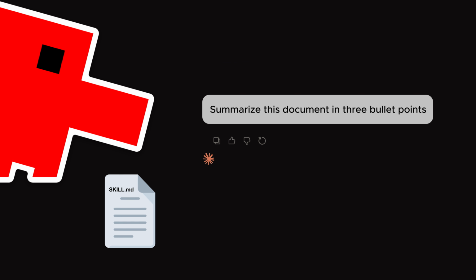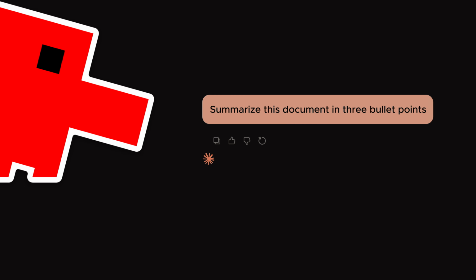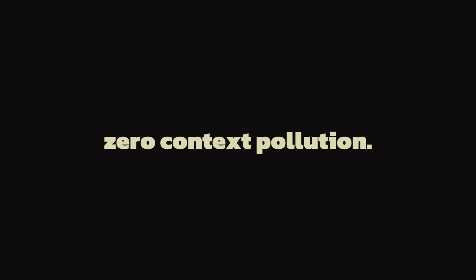And here's the part most people miss. Claude doesn't load the full skill every time. It only reads the name and description until the task actually matches. Zero token bloat, zero context pollution. It stays invisible until it's needed.